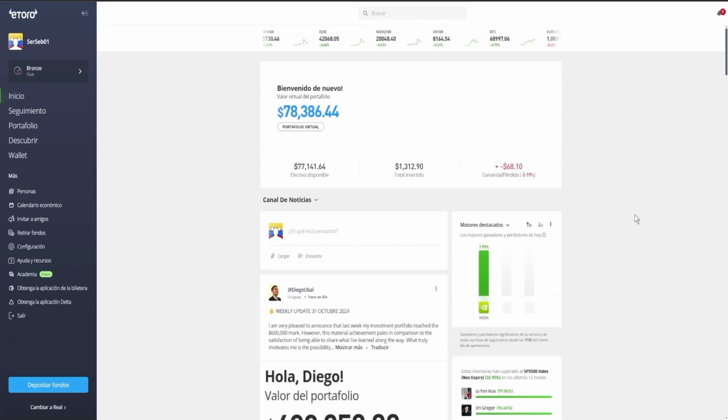How to invest in fractional shares on eToro. It's actually quite simple and easy, and it's just about understanding the concept of what a fraction of something is.